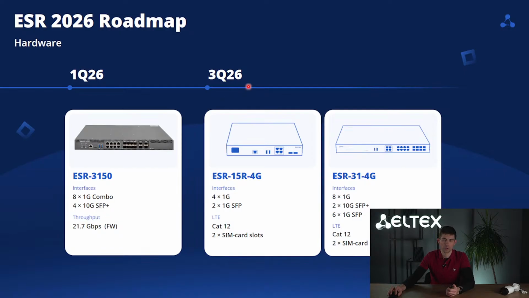And for the third quarter, that's been a request from some of our customers: routers with a redundancy connection option of LTE. Each of these devices has 2 slots for SIM cards that are category 12 LTE compatible, and it's just another way of getting connection redundancy to these devices. So this is going to be identical to the 15R and 31 accordingly, but with the 4G capability.